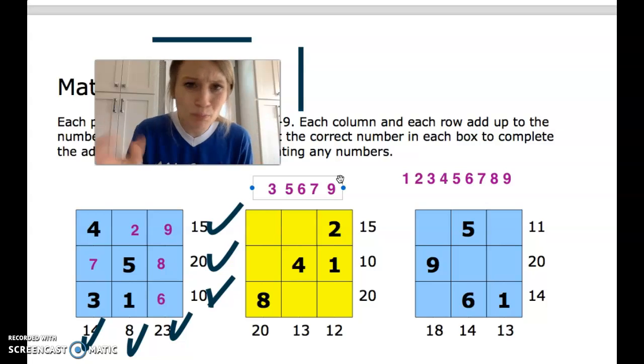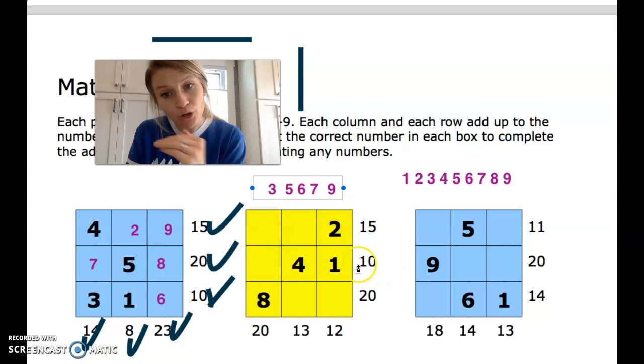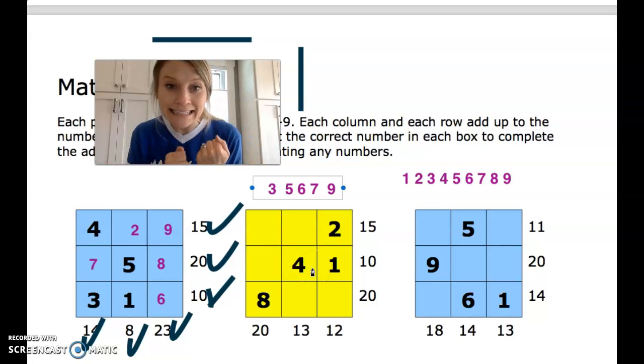But you can't just pop them wherever you want because that's not how you figure out the puzzle. They have to add to the column, which columns go this way, and the rows have to add. So this particular row here has to equal 10. So I'm going to start with this one first because it already has 2 digits. Yes, that makes it easy.